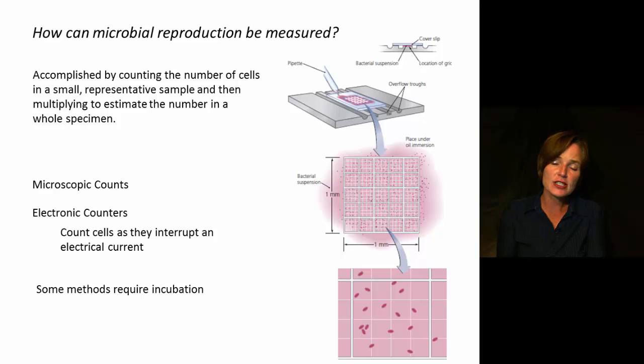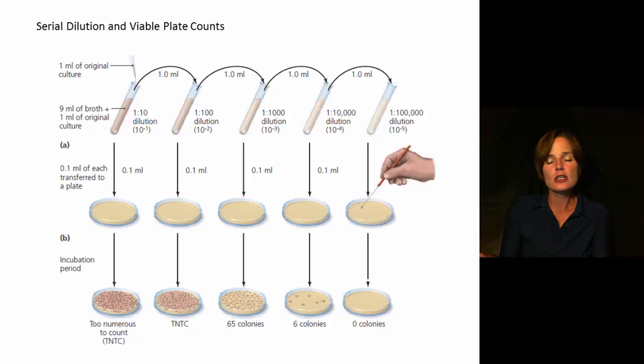There are also some methods that require incubation. So the microscopic counts, the electric counts, we don't have to grow and incubate those cells in any way. If we do require incubation, typically we're getting into what we call serial dilutions and viable plate counts.